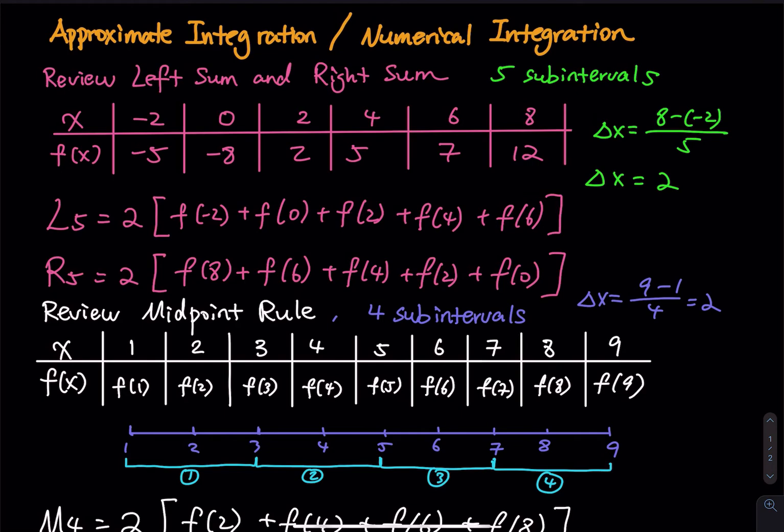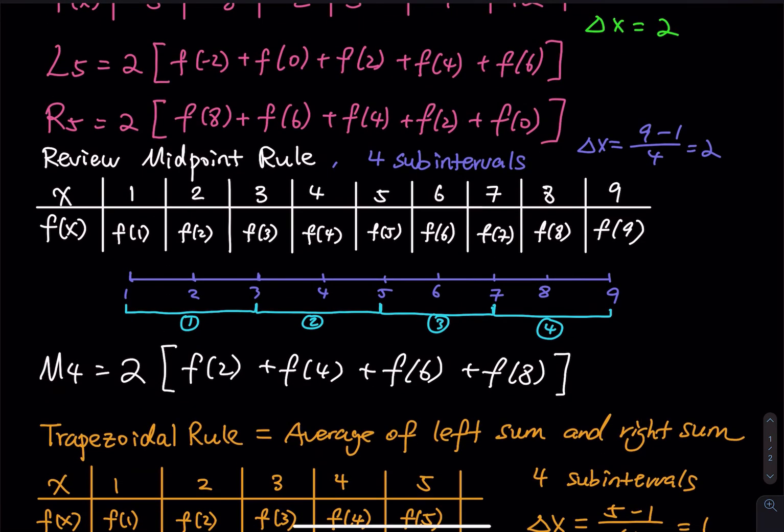So for the midpoint rule, this time I have another table for you. I would like to use 4 subintervals. So I will take the maximum, 9, minus the minimum, 1, that equals 8. 8 divided by 4 subintervals, delta x is equal to 2. So consider the width of the base or the width of the rectangle. The base is equal to 2 units long.